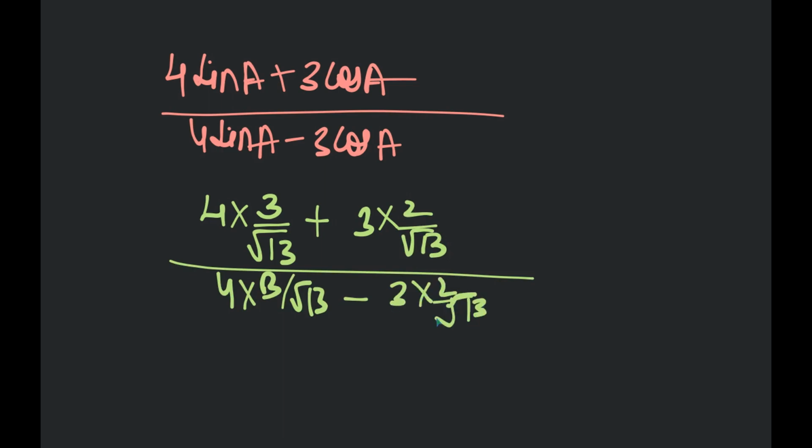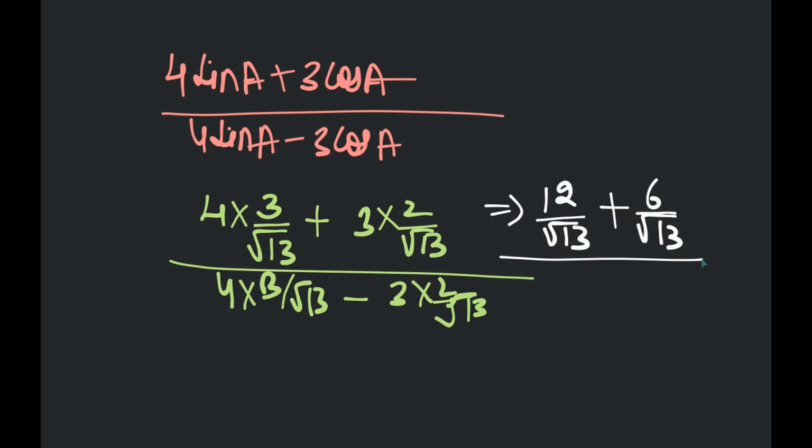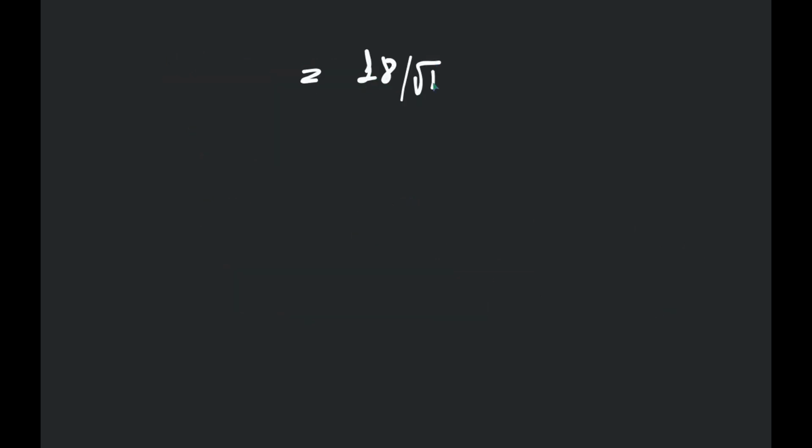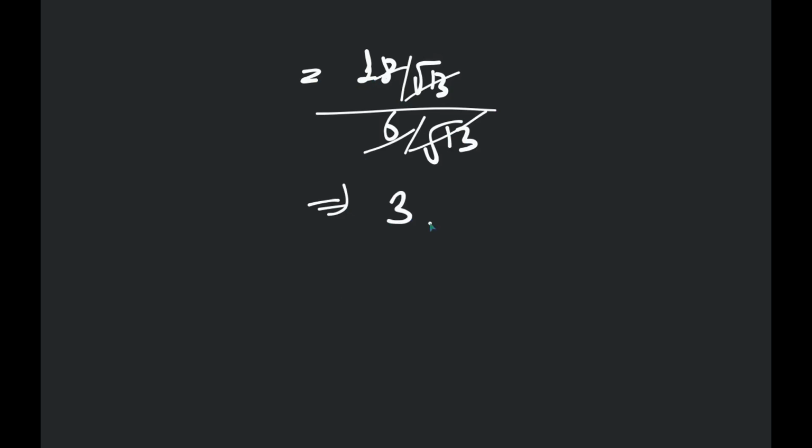Any doubt? No. Okay. So this should be equal to (12 by root 13 plus 6 by root 13) whole divided by (12 by root 13 minus 6 by root 13). Now the base is the same, so the numerator should be added, that is 12 plus 6 equals 18 divided by root 13, whole divided by 12 minus 6, which is 6 by root 13. Root 13 cancels, and 6 threes are 18 cancels. I think option number C is the right answer.